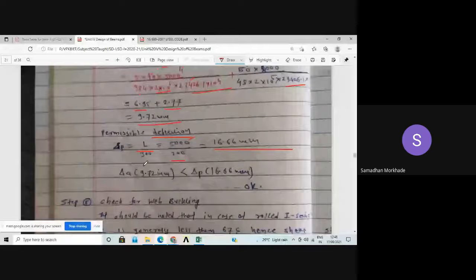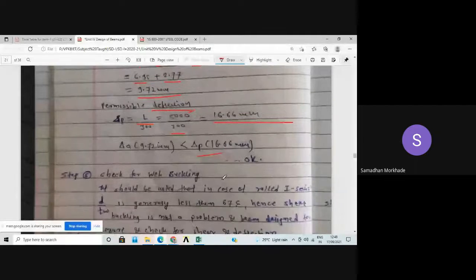Therefore the actual deflection 9.72 is less than the permissible deflection. It means your beam is safe in shear, safe in bending moment, and safe in deflection. These are the three major checks we have to give: check for bending moment, check for shear force, and check for deflections.